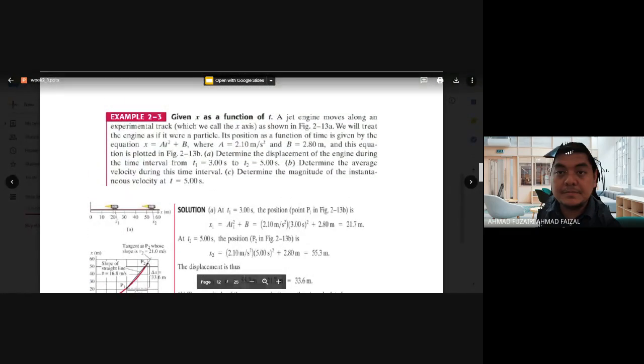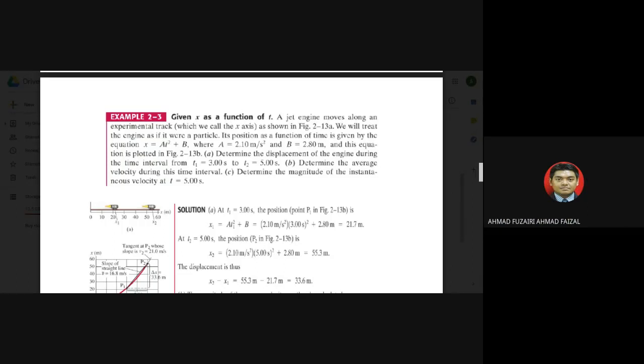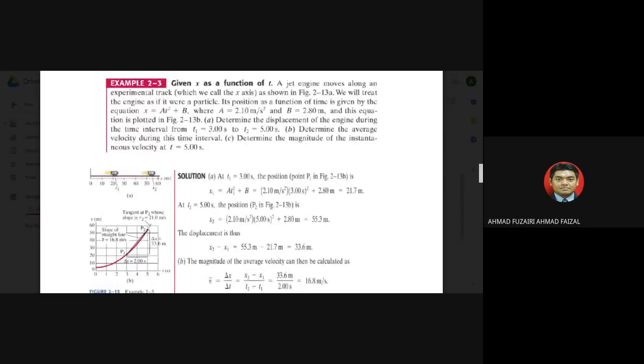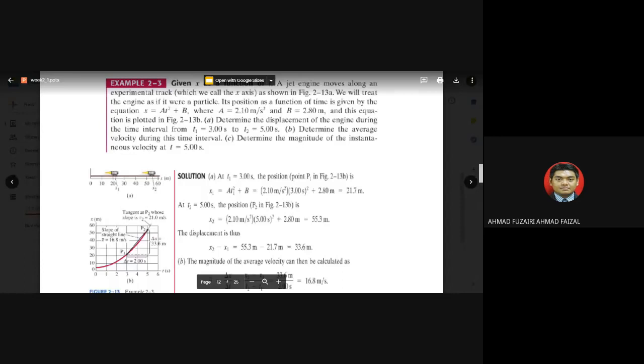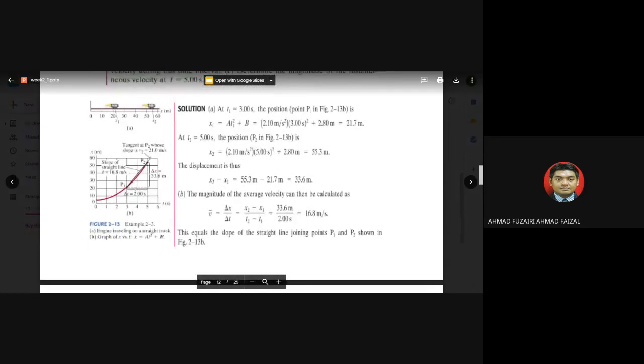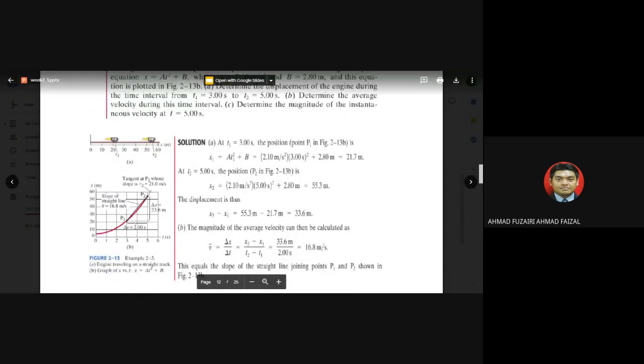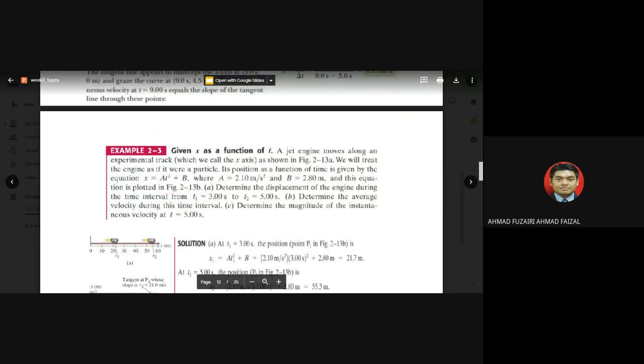Okay, so tengok satu soalan lain. A jet engine moves along an experimental track which we call the x-axis as shown in the figure. So ini ya. We will treat the engine as if it were a particle if its position as a function of time is given by the equation. Nampak ada equation. X equals A t squared plus B, where A is 2.1 meter per second squared and B is 2.8 meters, and this equation is plotted in figure B. Jadi dia dapat data tu, dia plotkan pada figure B.